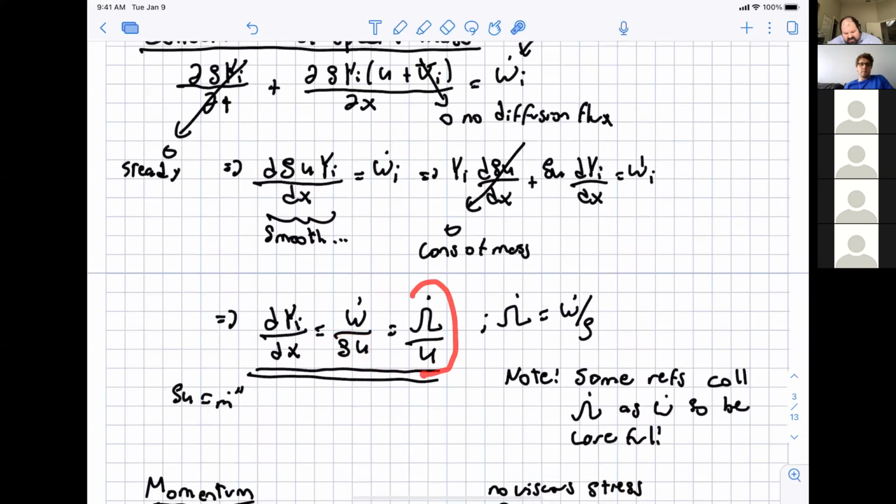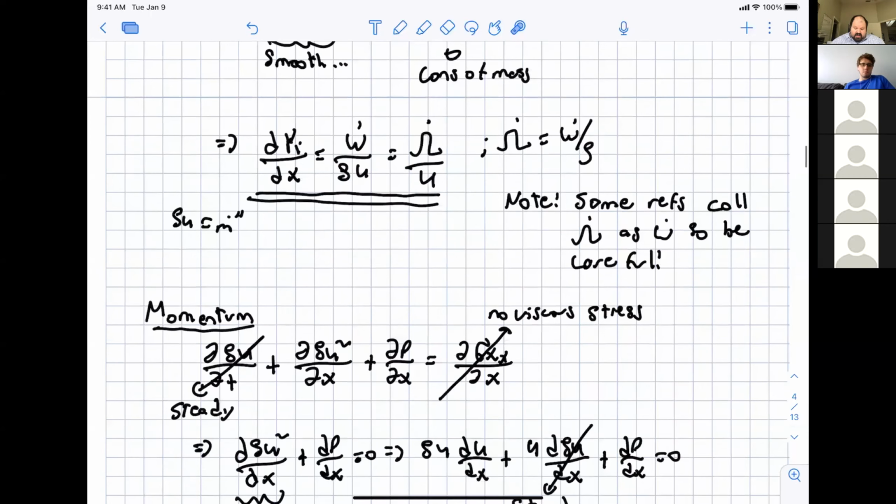Or what you'll see in the detonation or explosive literature is they will basically lump these two terms into a sort of quasi mass rate of production divided by the density. It's not a mass rate of production anymore. It's sort of a mass fraction change from chemical reaction. And then they just divide this by u. So you just need to get used to seeing it both ways.